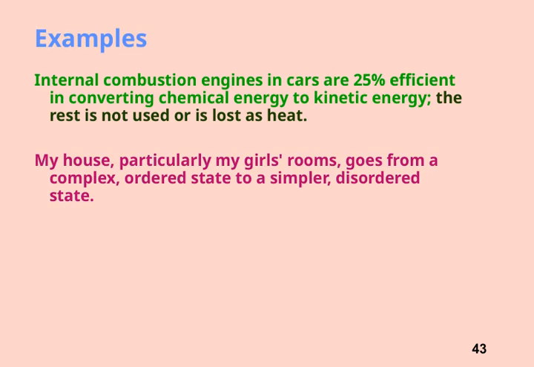Let's look at some examples to understand how energy conversions work in real life. For instance, internal combustion engines in cars are only about 25% efficient. That means only a quarter of the chemical energy from fuel is turned into useful kinetic energy to move the car. The rest is lost, mostly as heat.